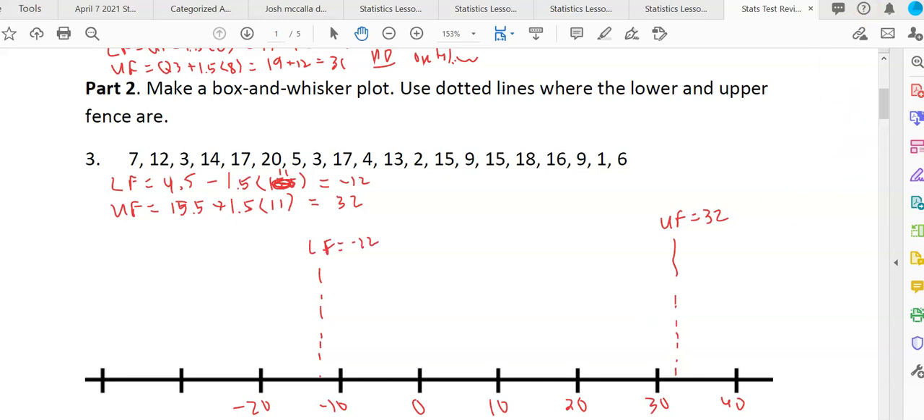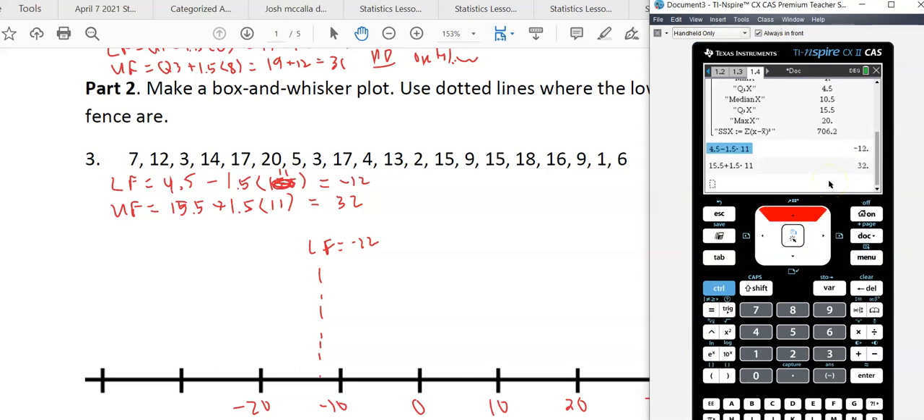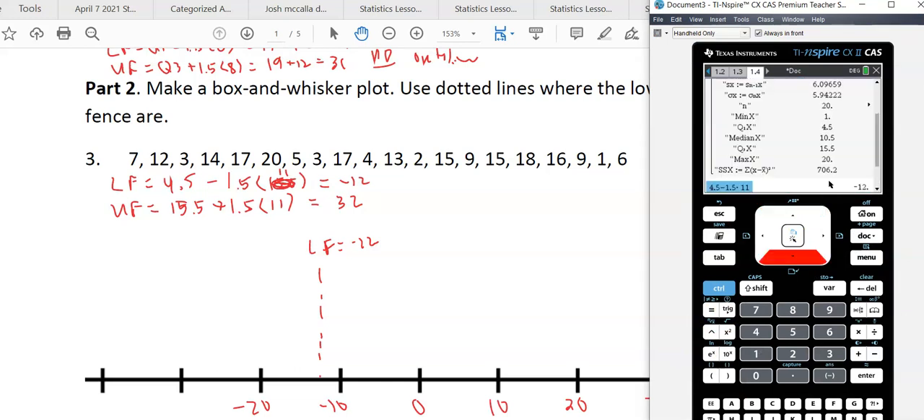Let's see the 5-number summary. Let's get back there and look at it. So 1 is your min. 4.5 is Q1. 10.5 is the median. Q3 is 15.5. And the max is 20.